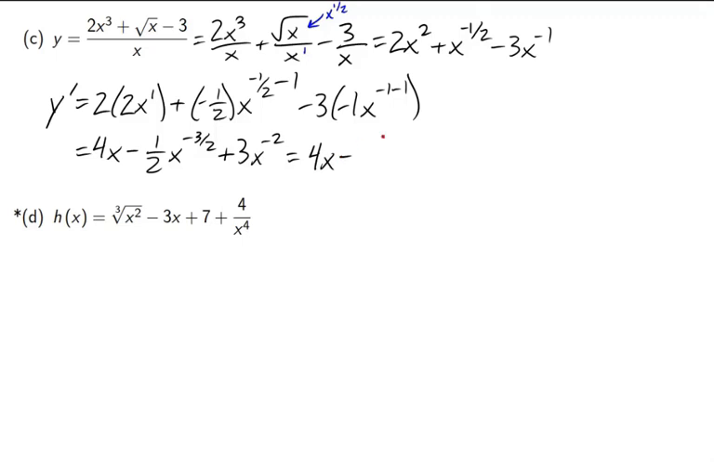I'm going to put the x to the negative 3/2 in the denominator, but this time I'll just leave it, because if you were to convert that back to radical notation, it'd be the square root of x cubed, and I think that's a little bit more cumbersome than it's worth. And finally, the x to the negative 2 moves to the denominator.